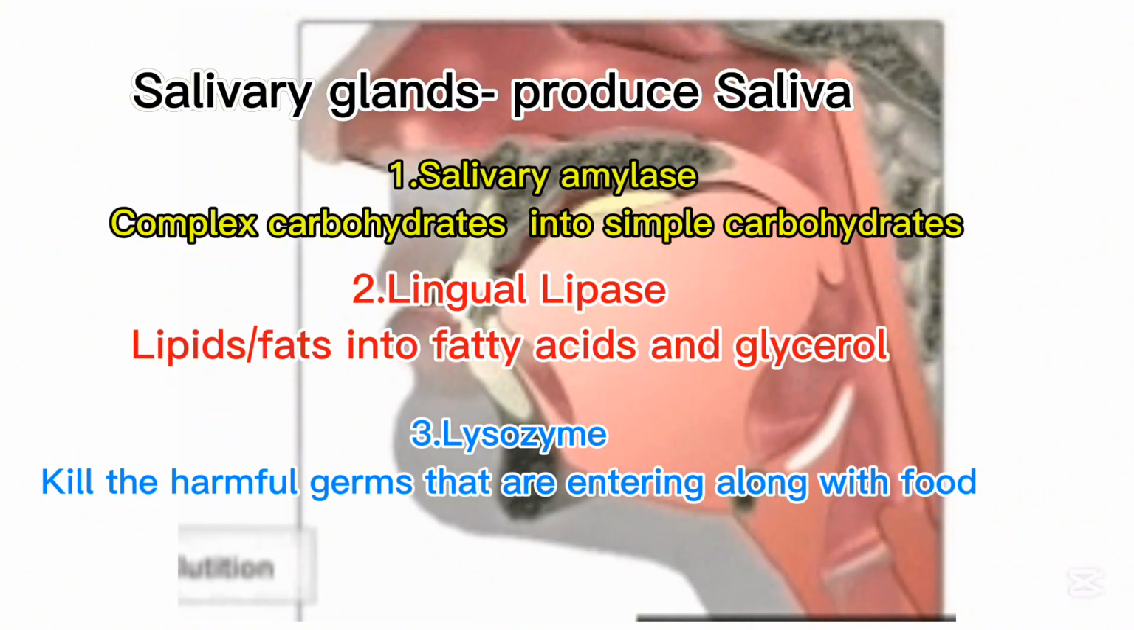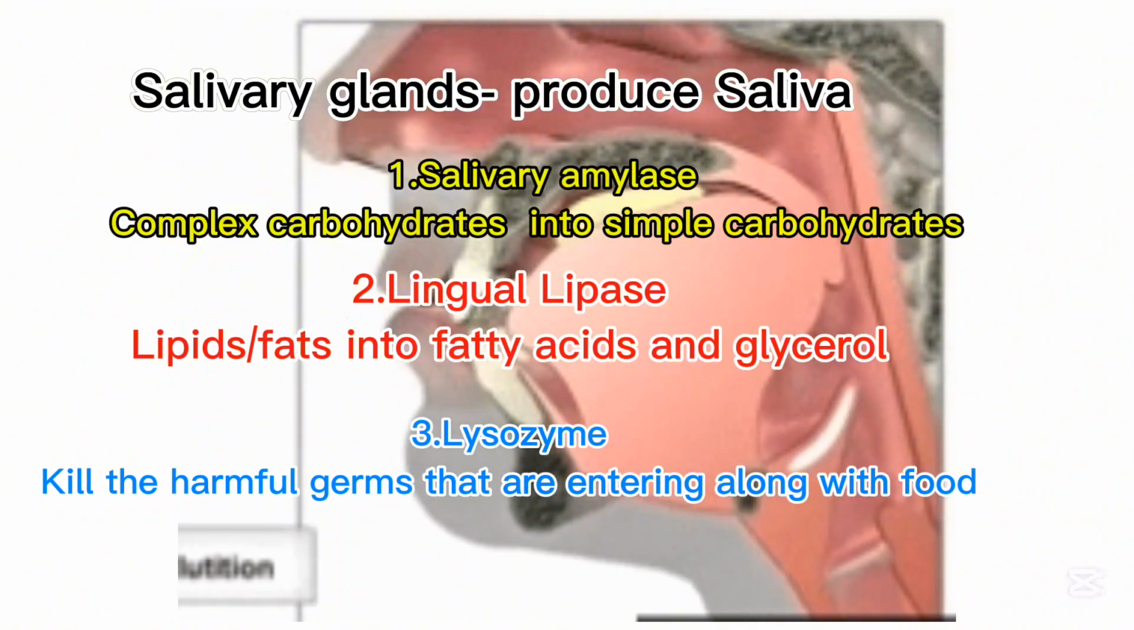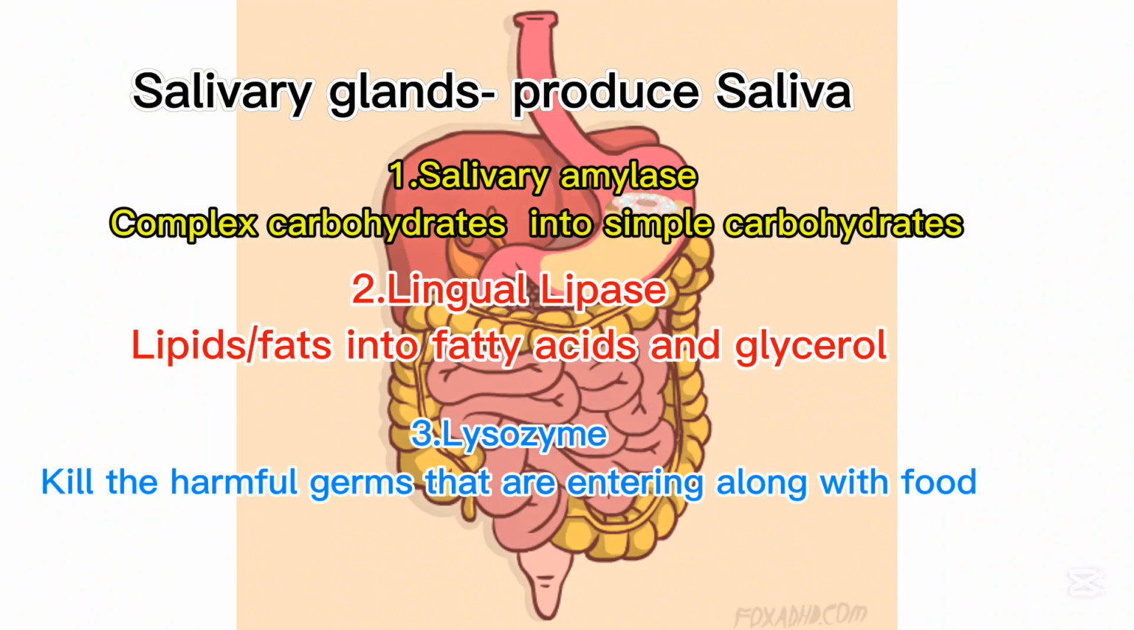And number two is linguolipase. This enzyme breaks down the lipids or fats into fatty acids and glycerol. And number three we have is lysozyme. This enzyme kills the harmful germs that are entering along with the food. After the partial digestion in the mouth, the food is transferred to the stomach through the esophagus.